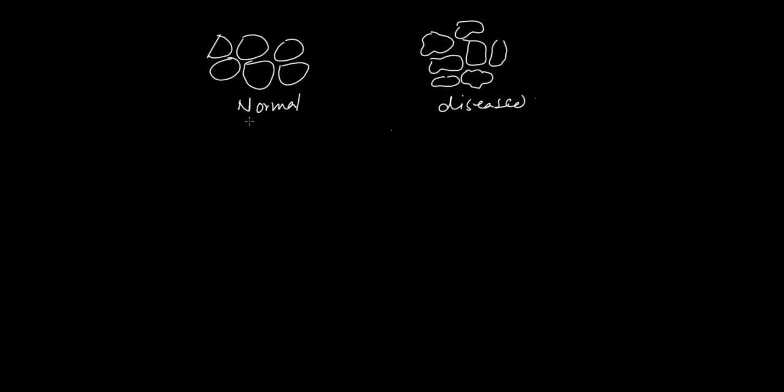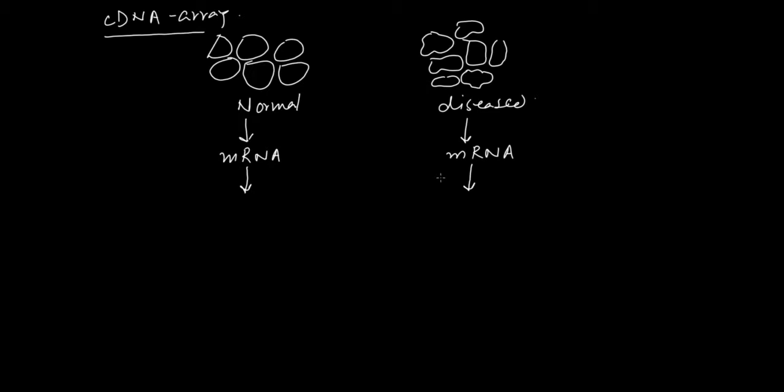The first thing that you do is you isolate your mRNA from each one of them. So basically we are learning about cDNA array presently. This is cDNA array, which was the original discovery, the first innovation, and then people have different versions of this innovation. You convert this mRNA to cDNA using RT.